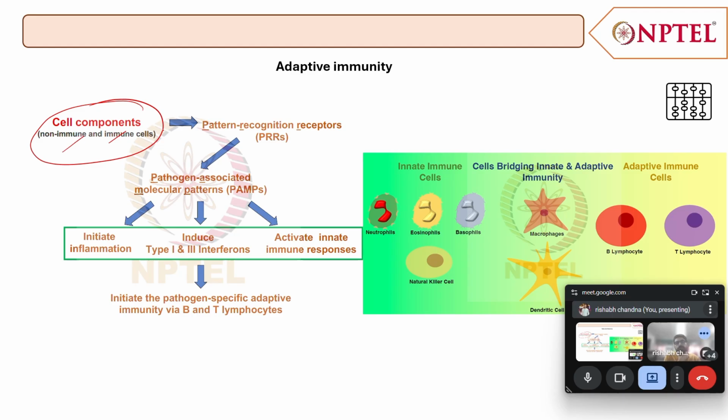They have pattern recognition receptors, PRRs, that recognize pathogen associated molecular patterns, or PAMPs. Now they initiate inflammation, induce interferon release, and activate innate immune responses. After all this, there will be activation of the specific immune response via the B and T cells. This immune response is known as the adaptive immune response.